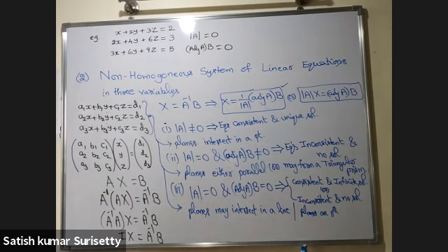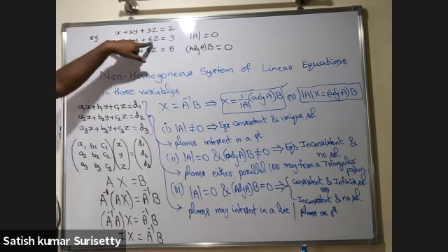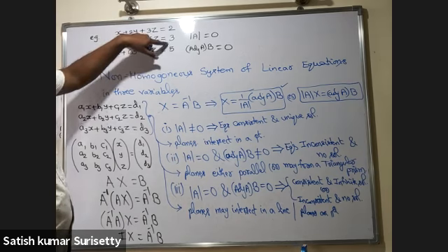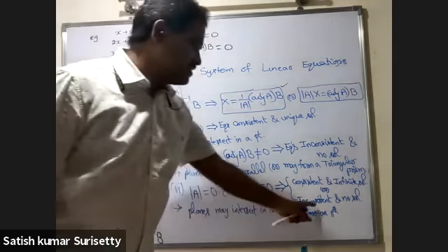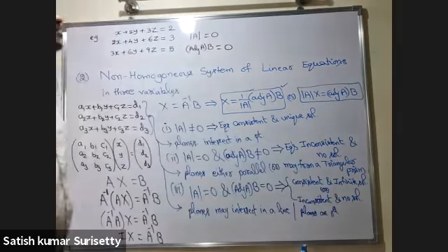No solution. Why? Because if I multiply the first equation by 2, the left side will coincide: 2x plus 4y plus 6z. Here equal to 4 you will get, here equal to 3. Then we cannot find any xyz satisfying. That means this is the case of inconsistent and no solution.